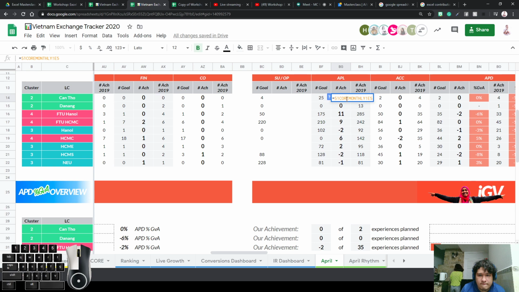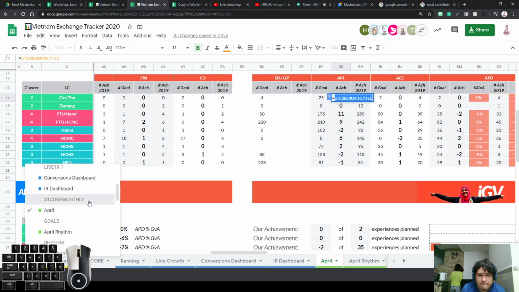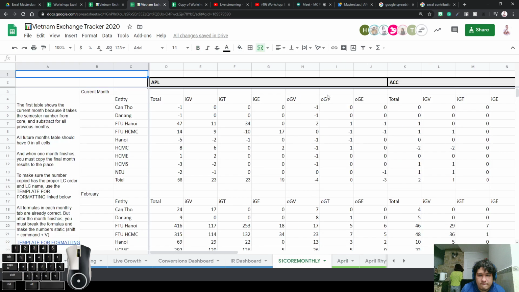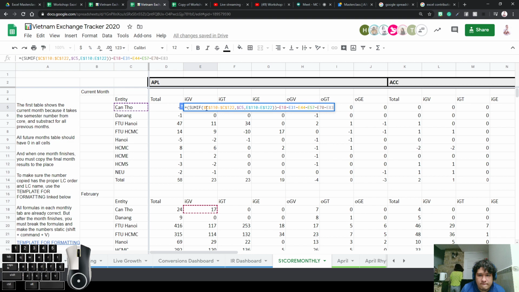So this one is taking data from S1 core monthly. So that's fine. S1 core monthly. Yes, core monthly. So E5. So the applicants of IG Canto for IGV is on E5 of this sheet. E5. See, it's here. It's exactly here.